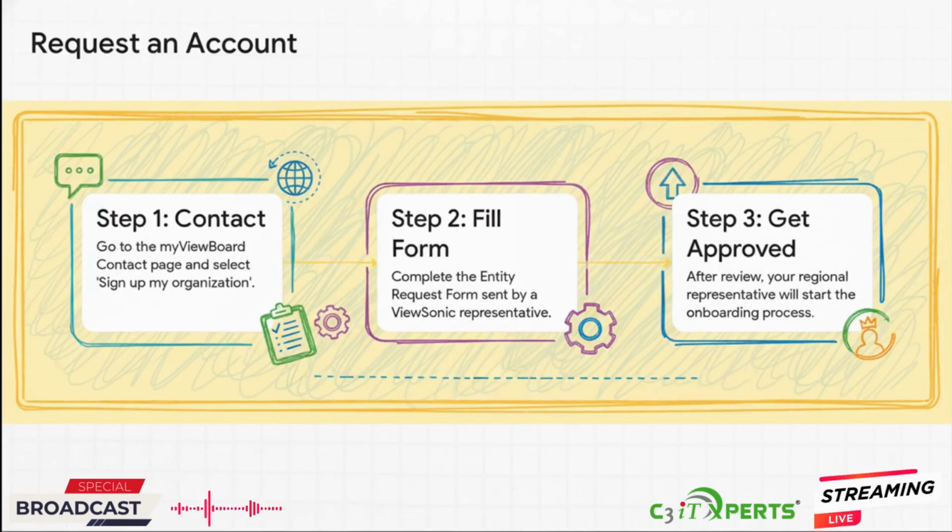Getting started is actually a really straightforward three-step process. First, you just contact ViewSonic through their website. They'll reach out and send you a link to the official entity request form. You fill that out with your admin info, tell them about your organization, and once it's approved, boom, you're in.